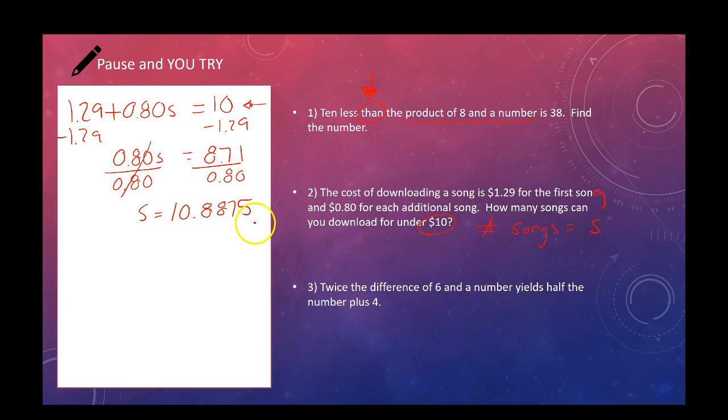So could I download 11 songs and keep it under my $10 budget? No, I couldn't. So the number of songs you could download to keep it under 10 would be 10 songs. Make sure that you're not rounding up if it doesn't make sense to round up. If we're trying to stay within a budget, I can't go up. That's going to increase my price.